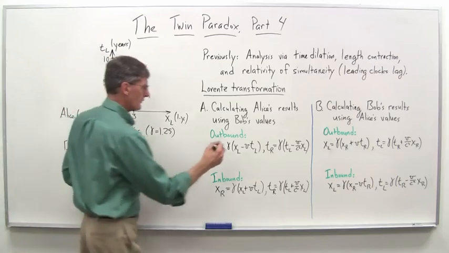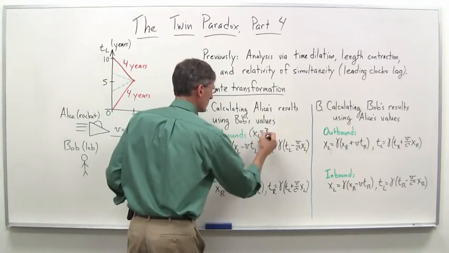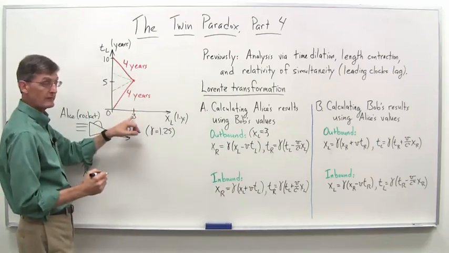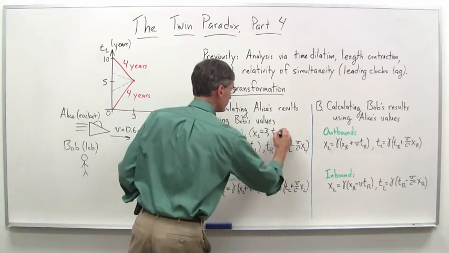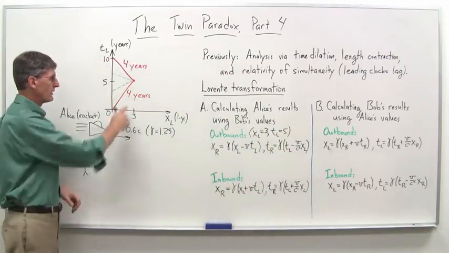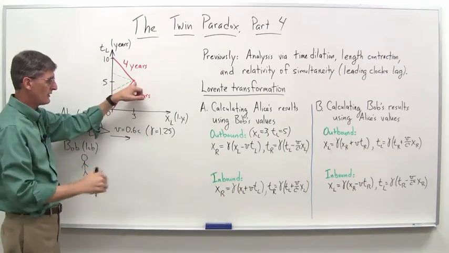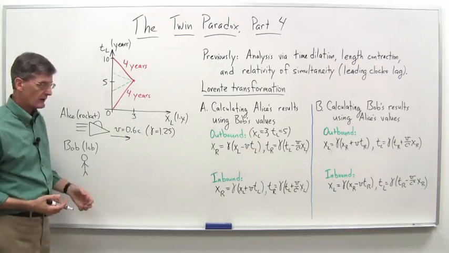We'll just put this in. So we'll say xL equals 3 light years, right there. And then the time, TL, equals 5 years. And so that's for the outbound trip. So the question is, okay, those are Bob's measurements right there. What are the measurements x and t for Alice in the rocket at that point?